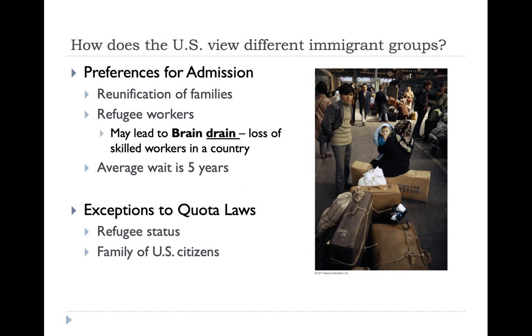Refugee workers may lead to something called a brain drain. This is where a country will experience a loss of skilled workers due to political or government instability. And in a brain drain, skilled workers choose to leave that politically unstable country and instead emigrate to a more successful country.